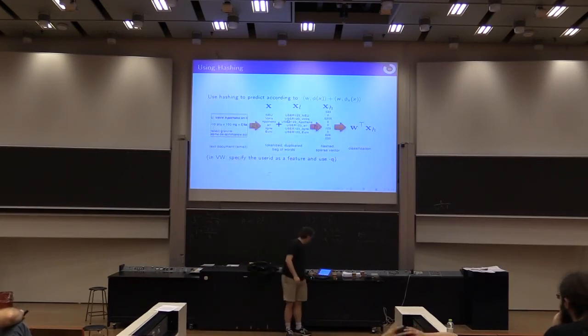So you have the original features. You have the features with the user ID appended. You compute a hash for both, and then you just take the dot product. Right?